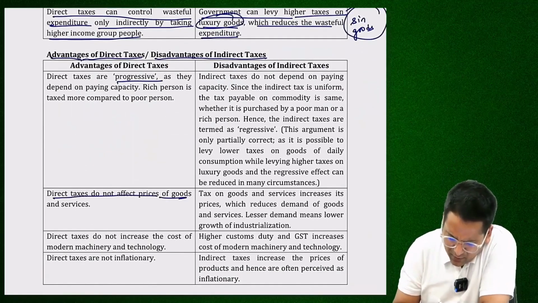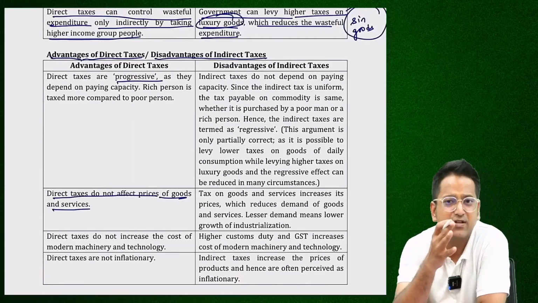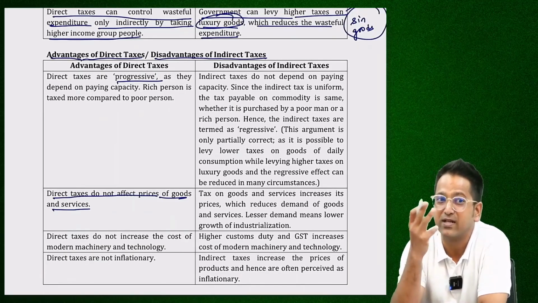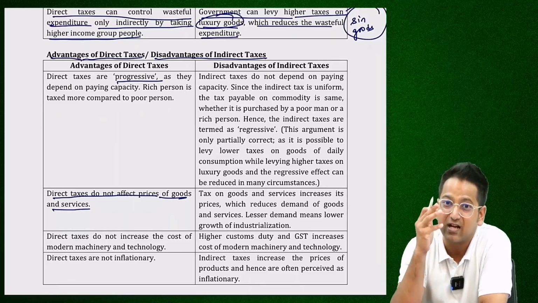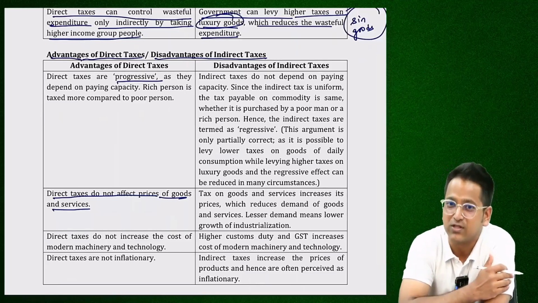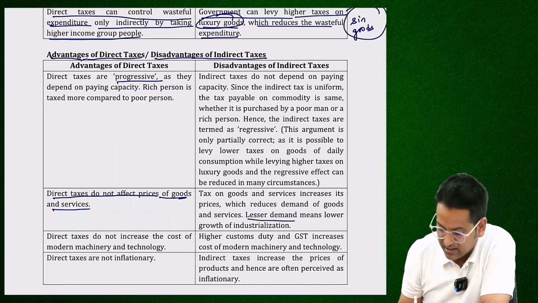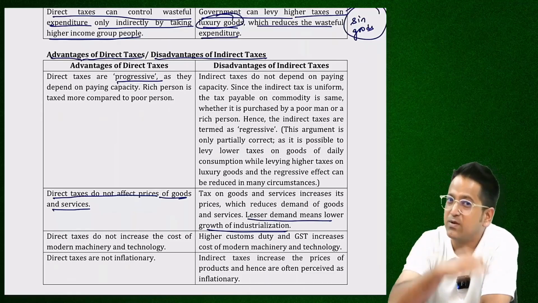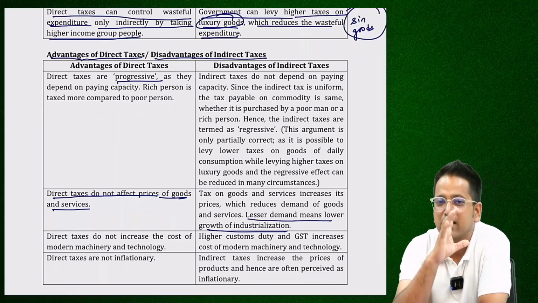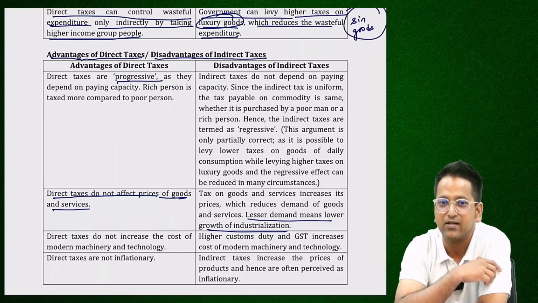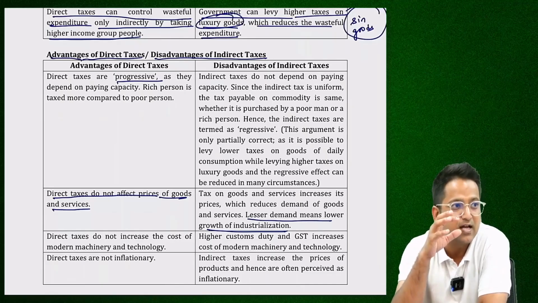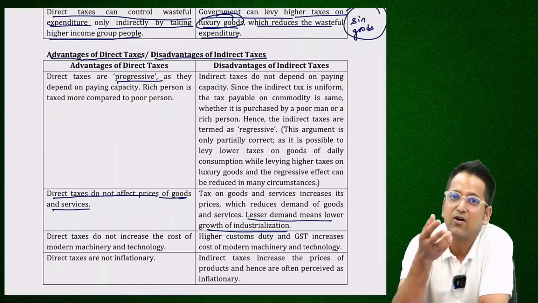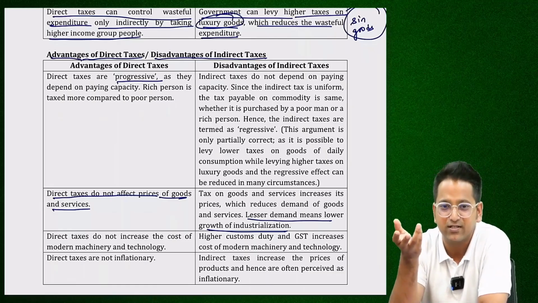Direct taxes do not affect the price. They never have an impact on the price of goods and services. While indirect taxes raise the prices of goods and services, leading to a decrease in sales, which in turn hampers economic growth. Lower demand leads to less industrialization. A decrease in market demand can lead to economic collapse, as the country's economy relies heavily on industrialization. When manufacturing happens, only then will companies run, pay their workers, and these workers will be consumers contributing to the economy.